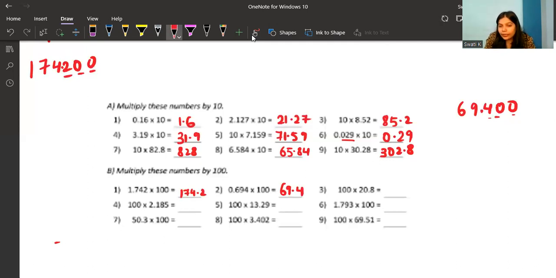100 into 20.8, that is going to be 20800. And a decimal after, after the decimal, only 1 digit. So 2080.